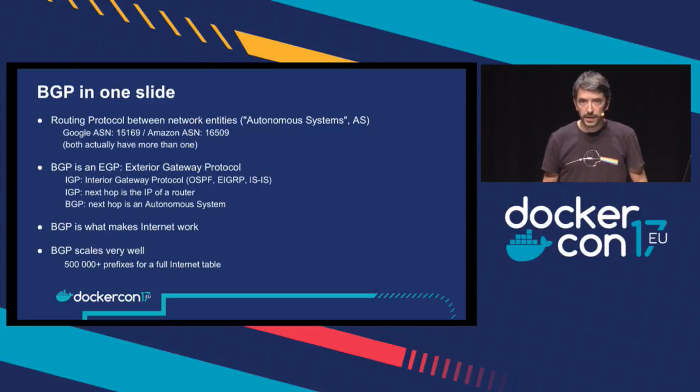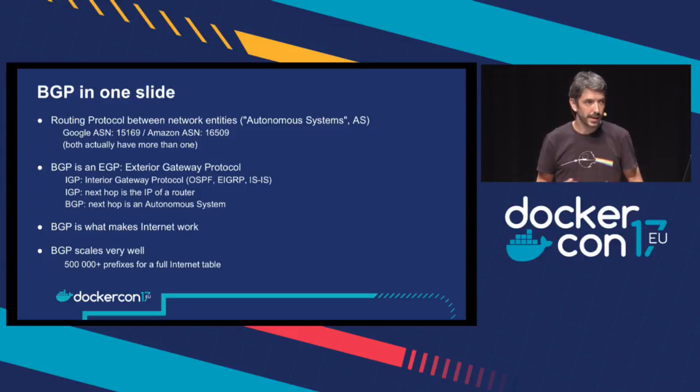So I saw a few hands when I asked questions regarding networks, but I still want everyone to know what it is. So BGP in one slide, it's kind of a challenge, but I just want to give you an idea of how it works. BGP is a routing protocol that's used to route traffic between network entities, which are called autonomous systems in BGP. And an autonomous system has a number.